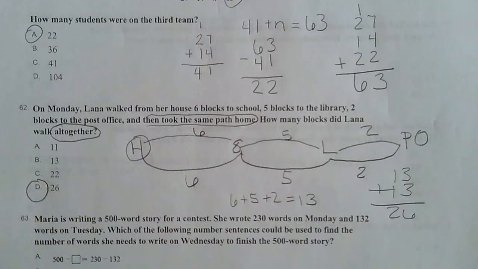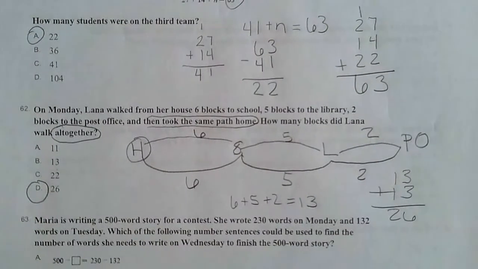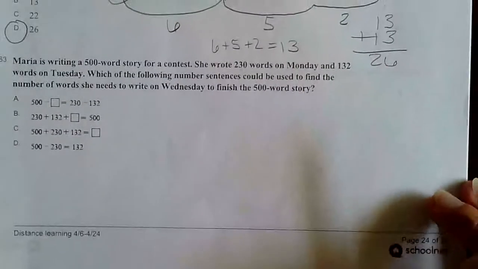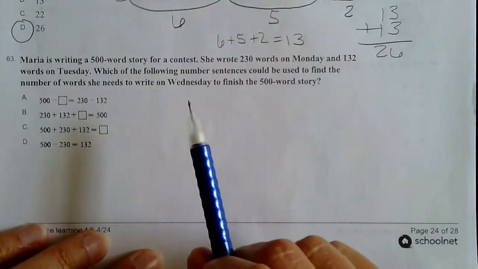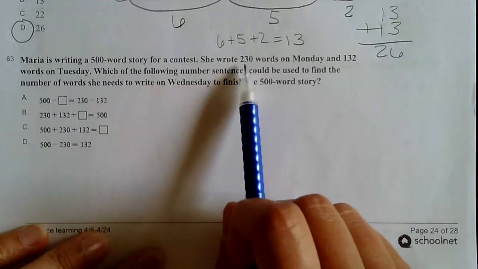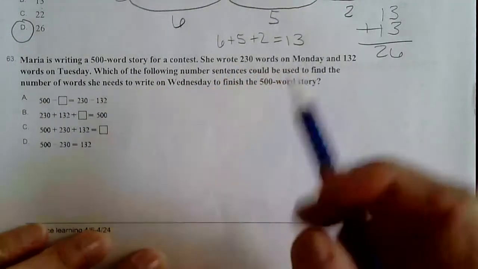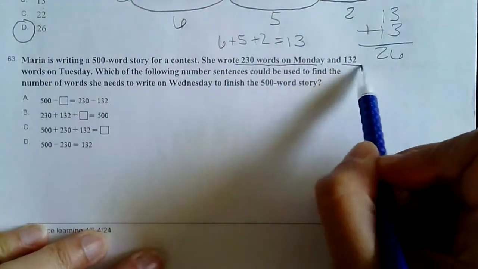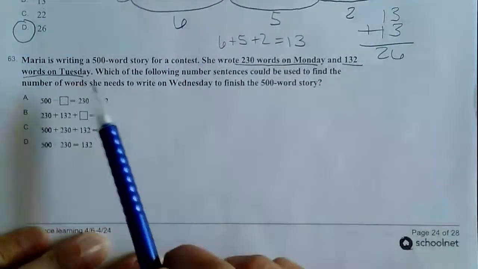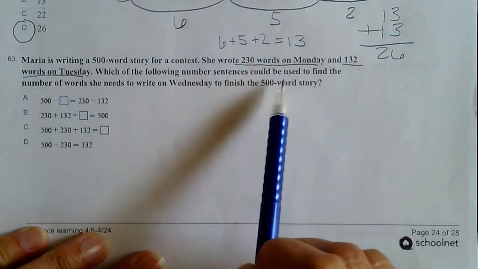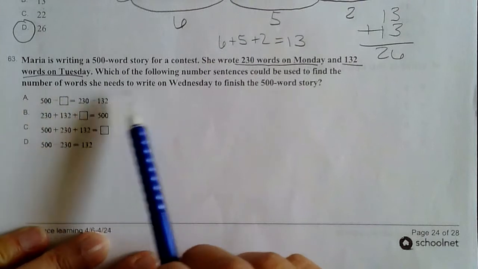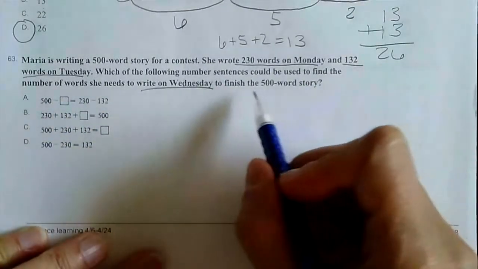Number 63. Maria is writing a 500-word story for a contest. She wrote 230 words on Monday and 132 words on Tuesday. Which of the following number sentences could be used to find the number of words she needs to write on Wednesday to finish the 500-word story?